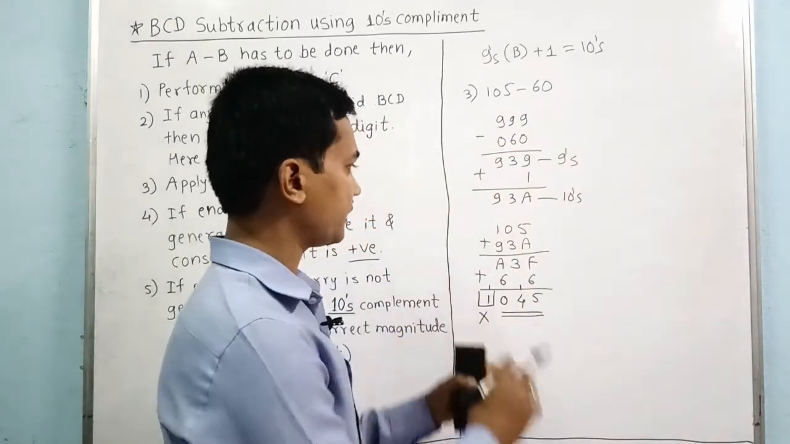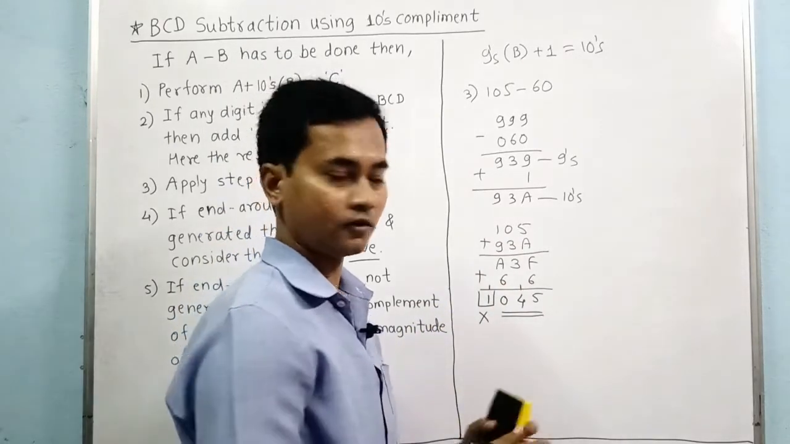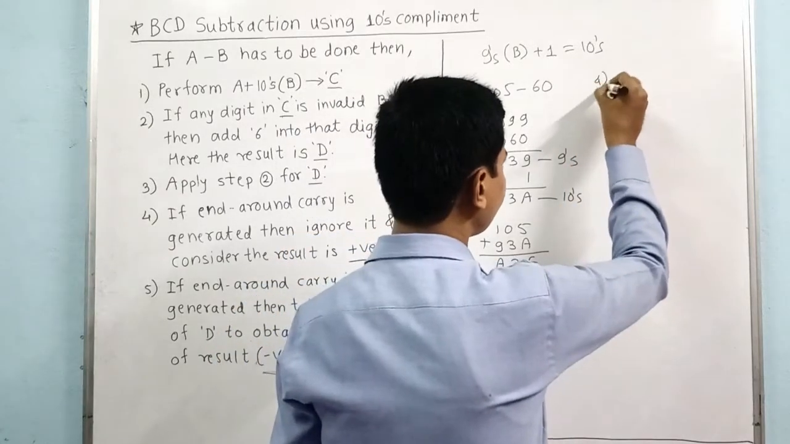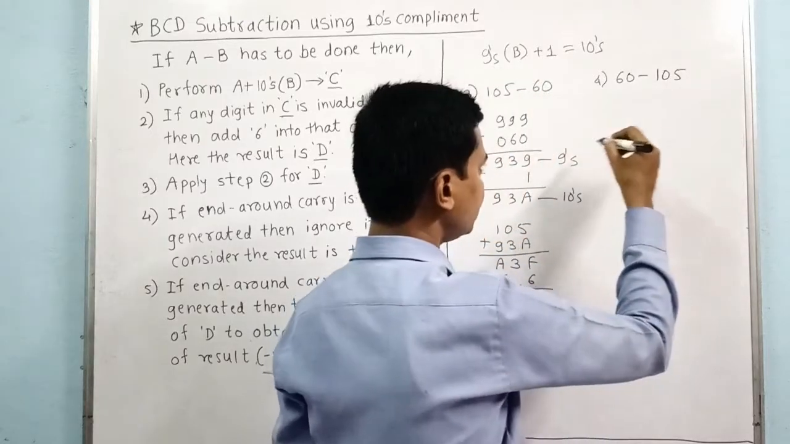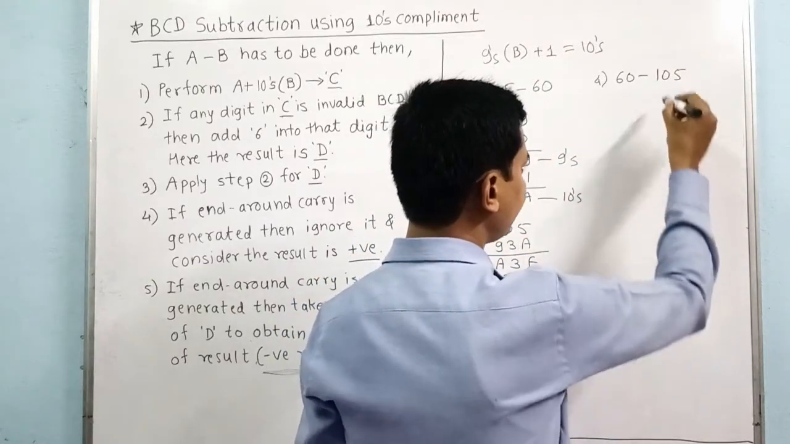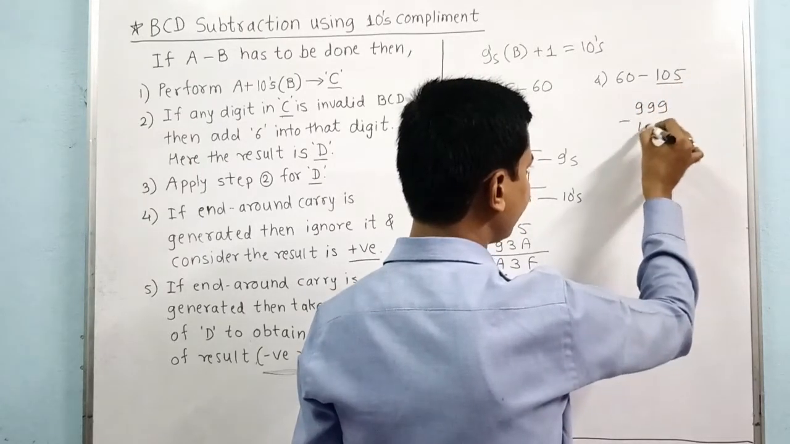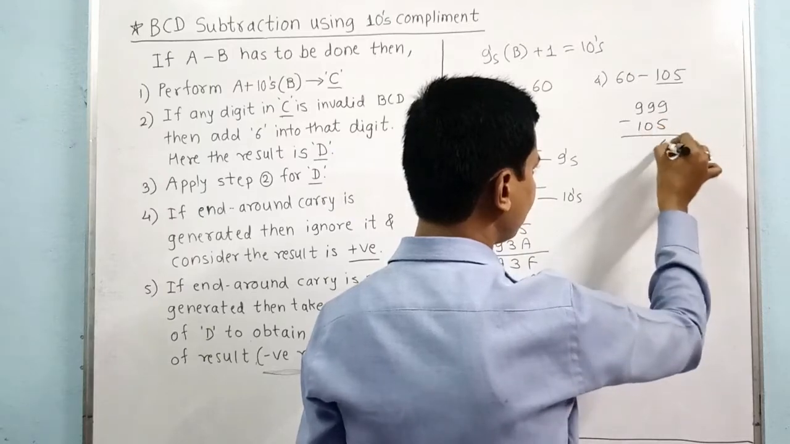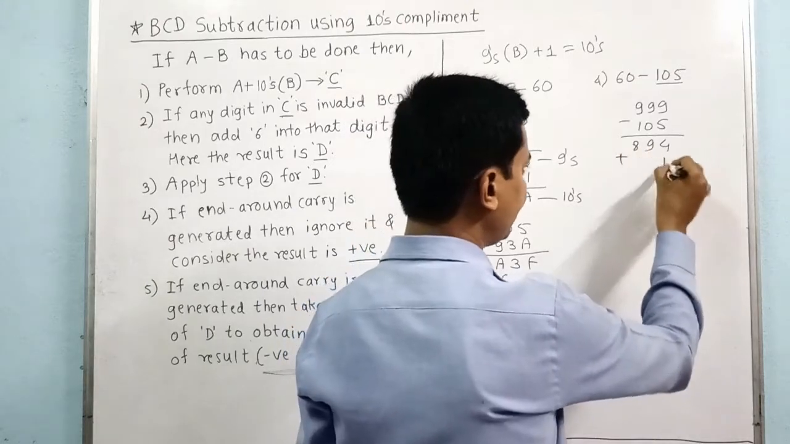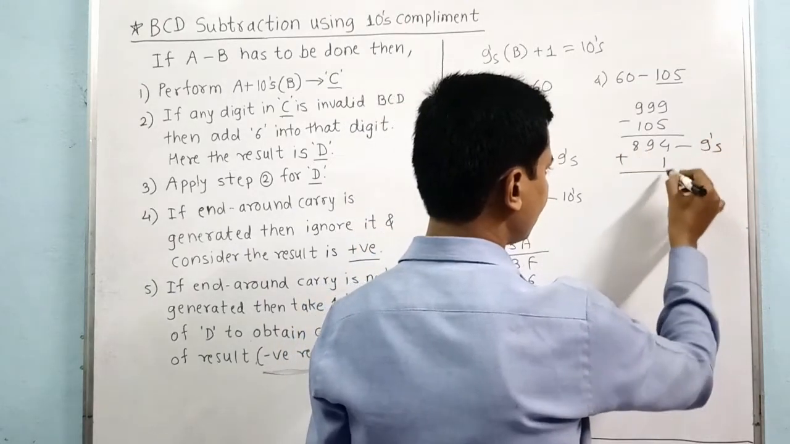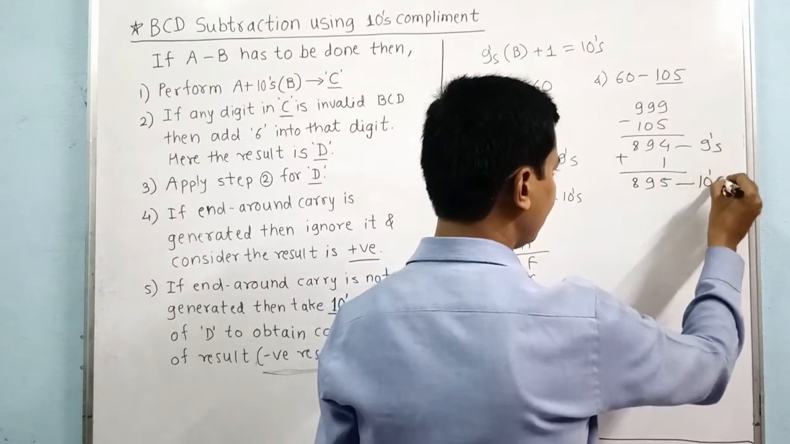Now we will reverse this subtraction to check whether the result is negative or not. So consider 60 minus 105. Here we have to take the tens complement of 105. That means first subtract 105 from 999, which gives 894. Now add 1 into it to get the tens complement, 895. So this is the tens complement.